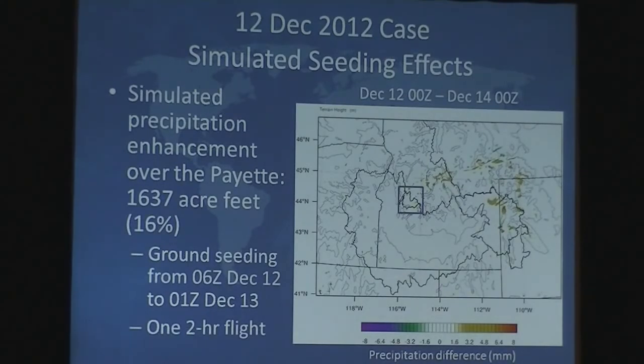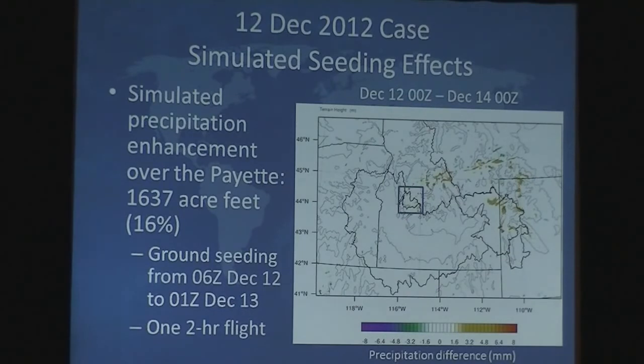So looking at some of the results from this case, I mentioned earlier one of the benefits of running this model in real time is we can actually simulate what the precipitation enhancement would be even before the event happens. And so this is looking at a map of the precipitation change difference between control accumulated precipitation and the precipitation in the seeding simulation for the 48-hour period that began on December 12th at 0Z, so the plots that we just showed.